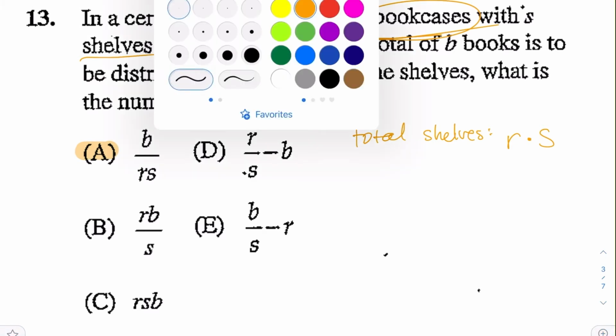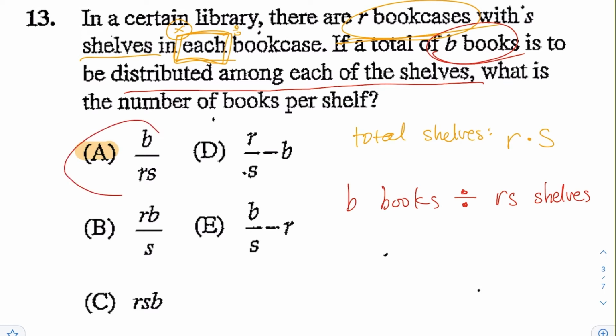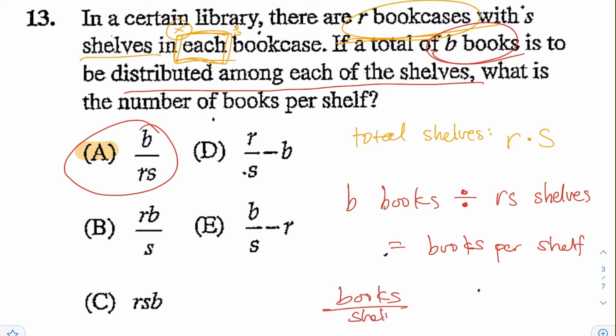Now you have the total number of books, which is B, and you want to distribute them equally among the shelves. If you have B books and you have RS shelves, you'll want to divide these two numbers. B books divided by RS shelves will give you choice A, and that will give you the books per shelf. The units help out as well. Per means divide, so our units are going to be books over shelves. And that's B over RS.